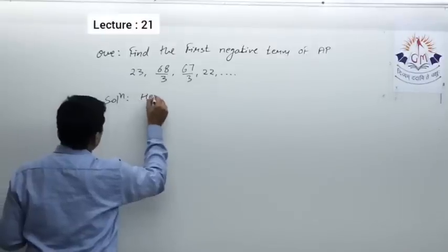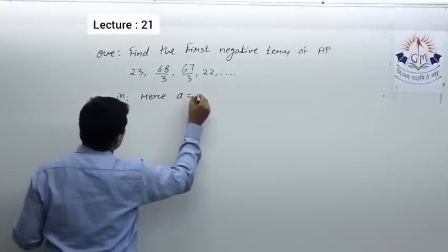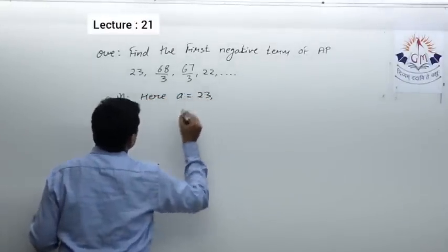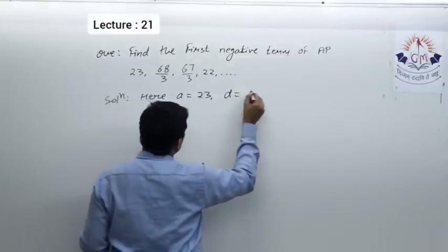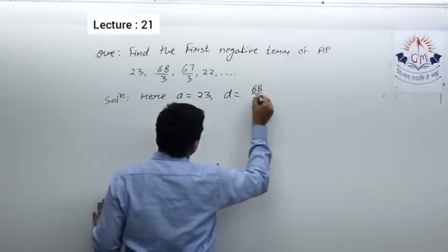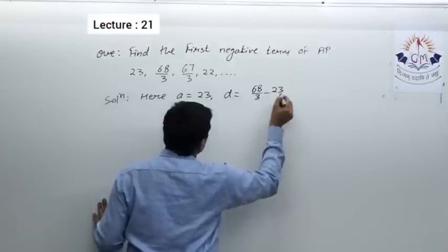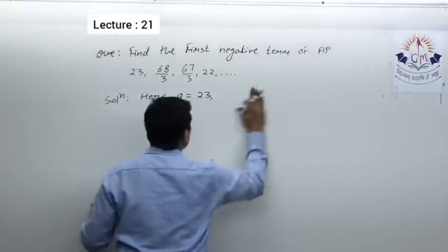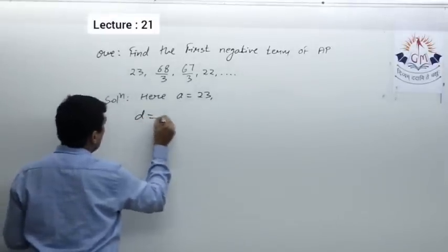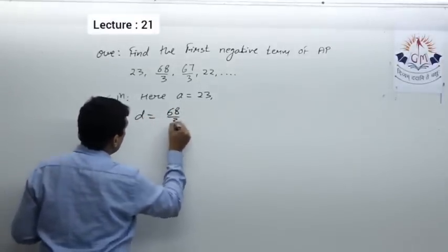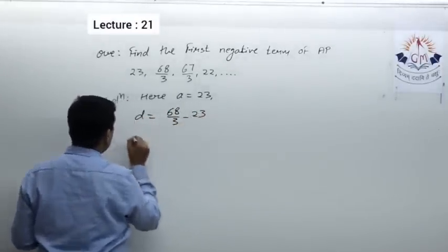First of all, I can write here a is equal to 23, d is equal to 68 upon 3 minus 23. Okay, d is equal to 68 upon 3 minus 23.